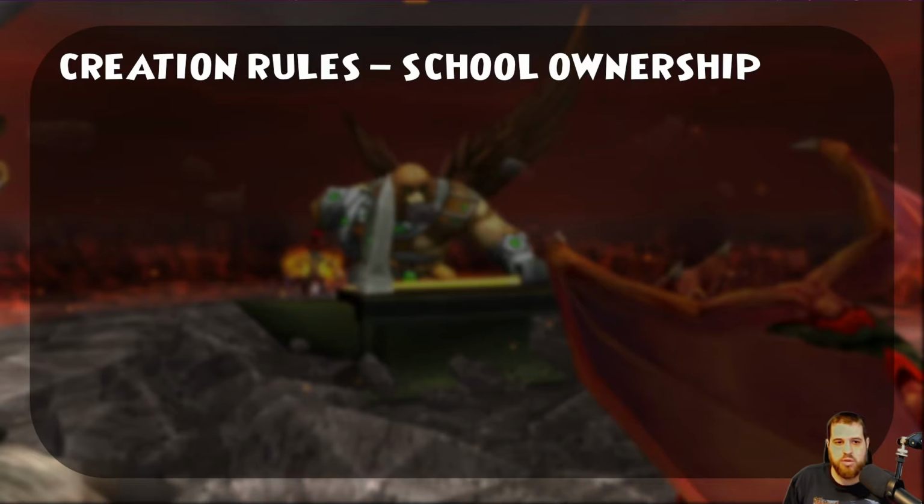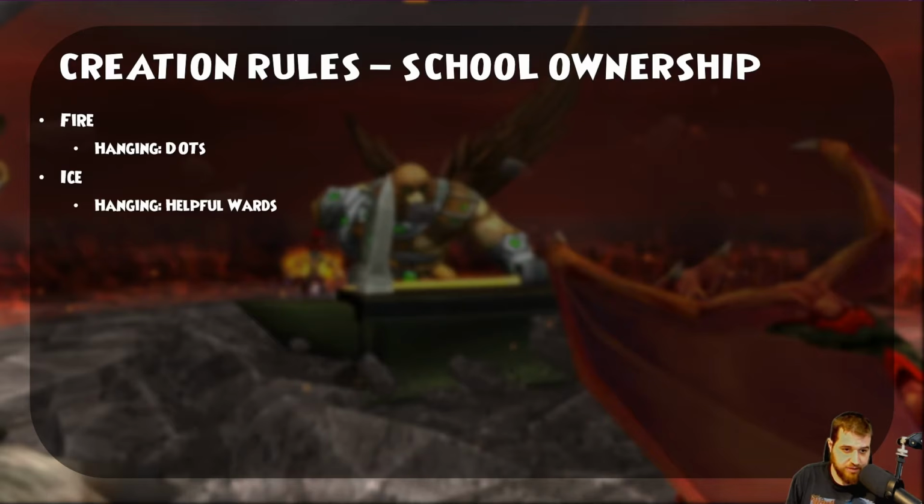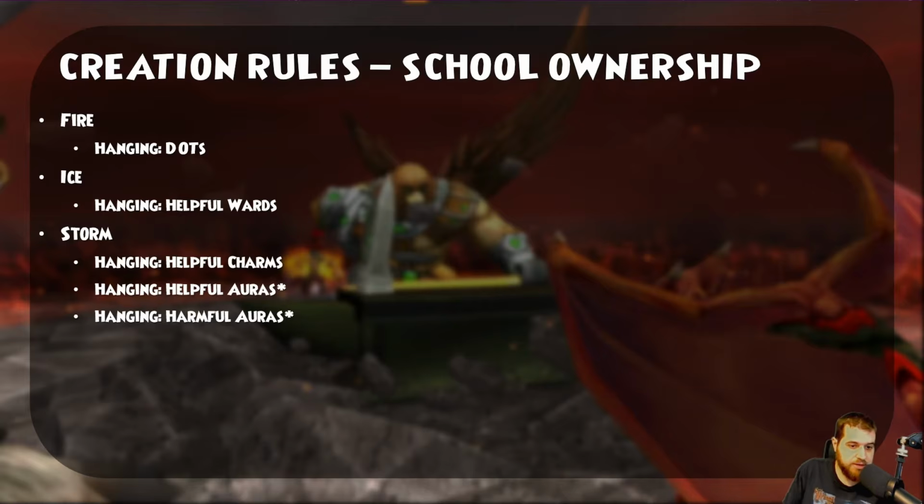School ownership. This will be no surprise to you guys, but Fire owns damage over times. Ice owns helpful wards like shields and absorbs, and I guess stun blocks, but they don't really interact the same way. Anyway, Storm owns helpful charms like blades and spears, and they own helpful auras like Brace and Galvanic Field, and harmful auras like Attenuate and what else?